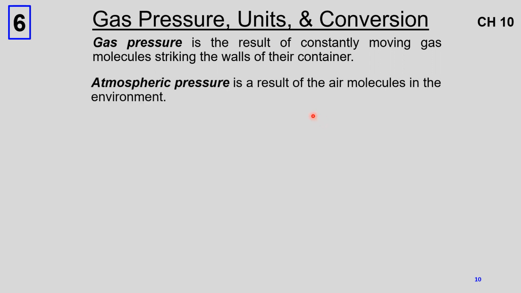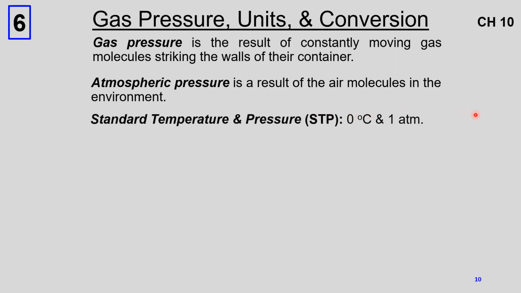Another type of pressure is atmospheric pressure, and this is essentially pressure that we are experiencing in the environment. It's the result of the air molecules in our environment. Another thing that you should be aware of is the definition of standard temperature and pressure. This is STP. The standard temperature is 0 degrees Celsius or 273.15 kelvins. And the standard pressure is 1 atmosphere or 760 millimeters mercury.